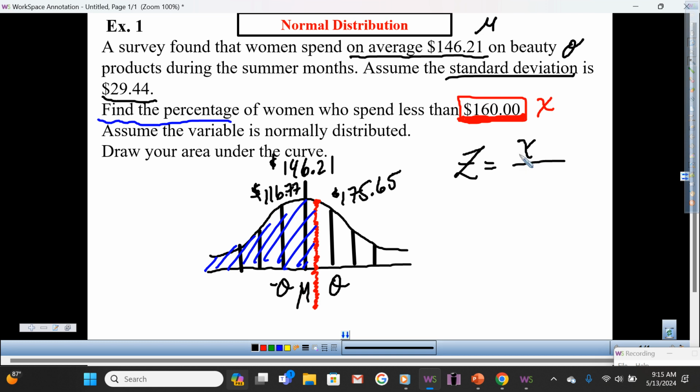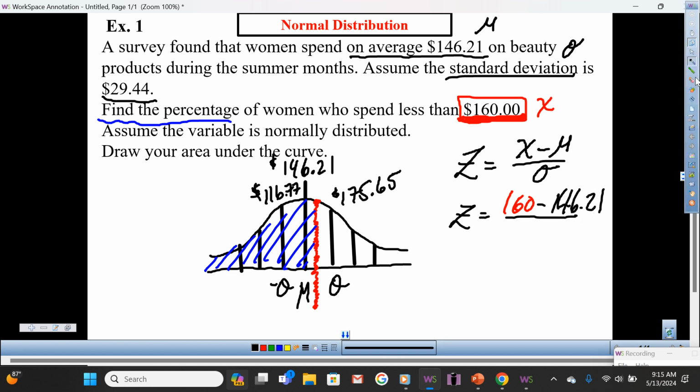Very good. X minus mu. That is correct. So to find our z, we subtract the number, which is 160, minus mu, which was 146.21.